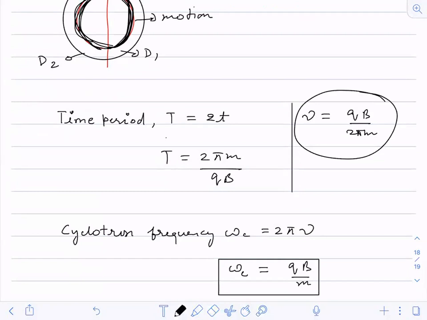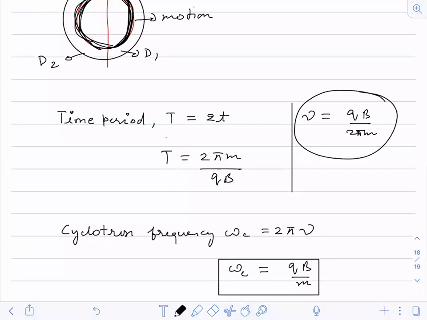Does anybody have any doubt about the time period or the frequency of the cyclotron? Is anyone having any doubt with the cyclotron frequency? Nobody? Okay. So the analysis is completed here.